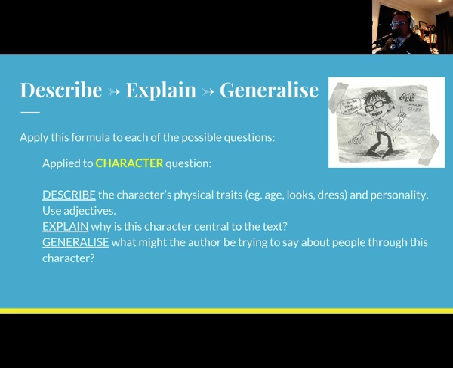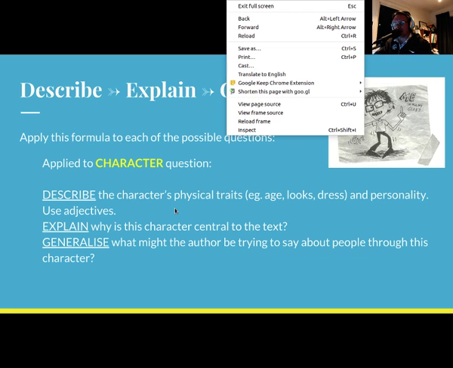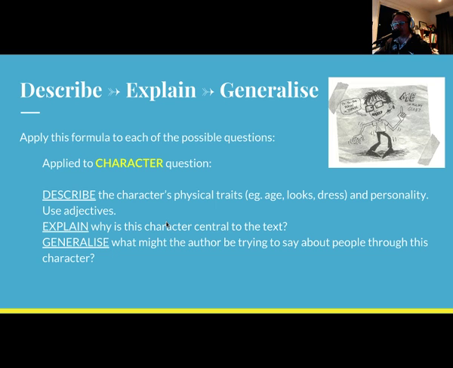So the next part of the formula is to explain. What we're talking about here is why is this character central to the text? Why are they a character that's worth writing about? Unless it's something quite significant, you don't really want to write about a minor character. You want to try and write about a major character. So why is this character important? You've described them, now you explain why it is that they're important to the text.